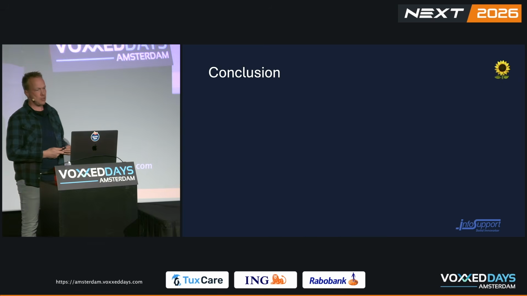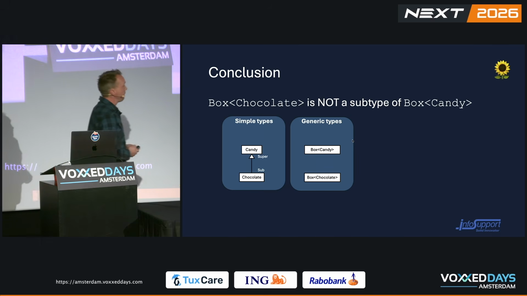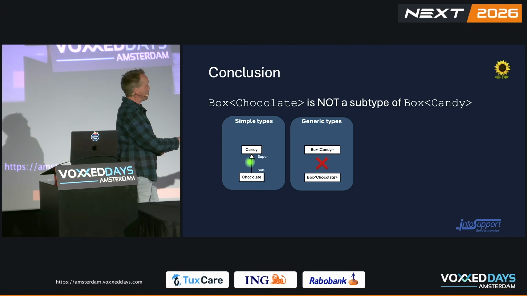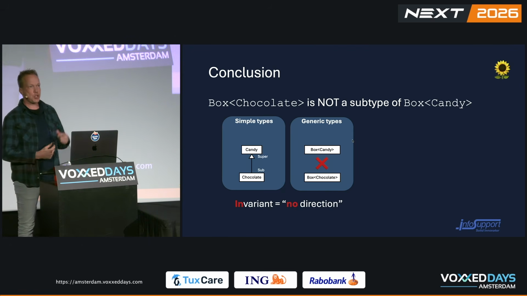So that's the reason why Box of Chocolate is not a subtype of Box of Candy, and in the diagram, compared to the simple super subtype relationship, there is no super subtype relationship between these two types. And we call this invariant. There is no direction pointing in any way between those two types on the right-hand side.